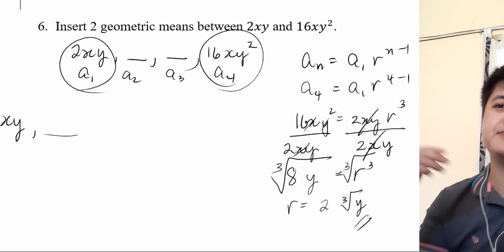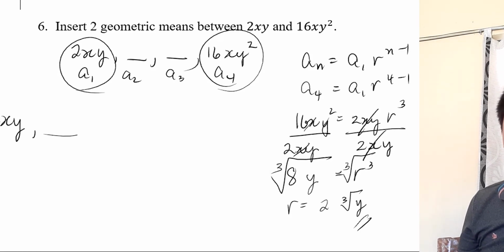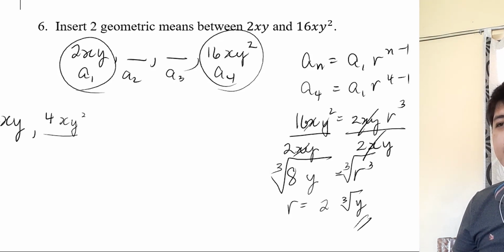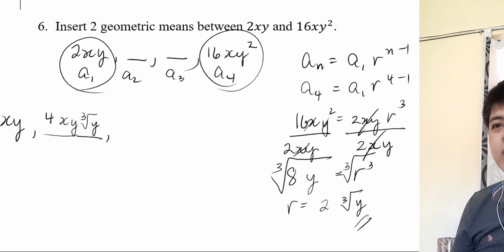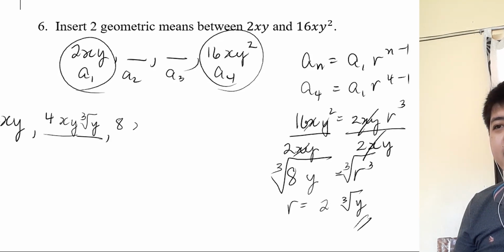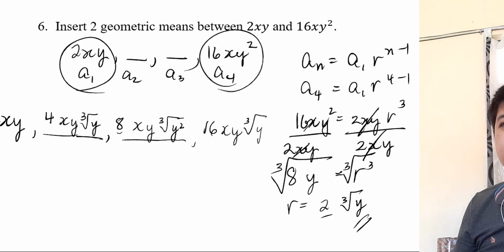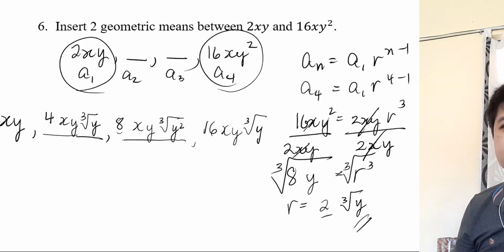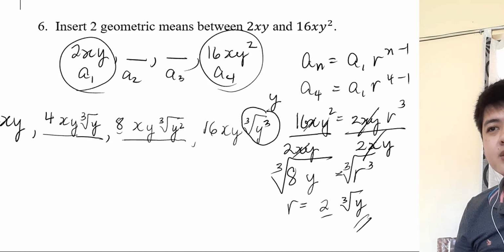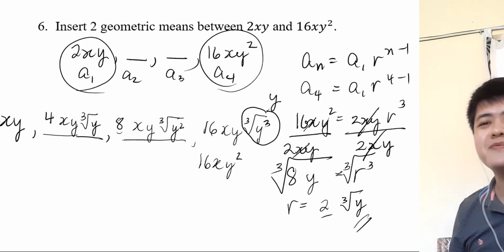So after 2xy, what's next? We'll get 4, tama kasi 2 times 2, x, y, cube root of y. Okay lang muna yan. What's next? Let's multiply again by 2 cube root of y. We'll get 8 x, y, cube root of y squared. So let's verify kung 16 yung kasunod. 2 times 8, we'll get 16 x, y, cube root of y cubed. So cube root of y cubed na to, makalabas na yung y cubed. Magiging y na lang to. So y times y is y squared. So 16xy squared. Okay? Any questions?